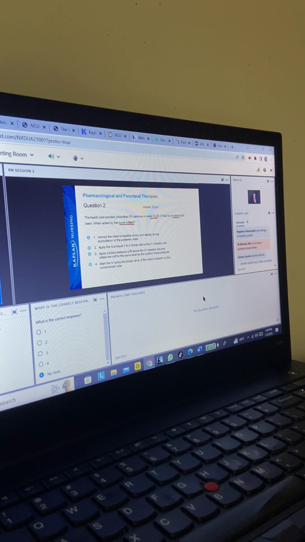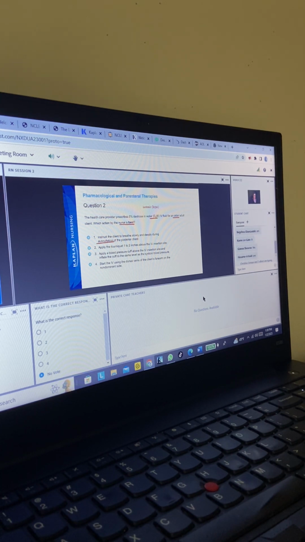So now that we know it's a priority question, we can go to step 2, A's and I's. Number one, if I instruct the client to breathe slowly and deeply during auscultation of the posterior chest, while I'm auscultating, am I getting information? Yes. So number one is an assessment.